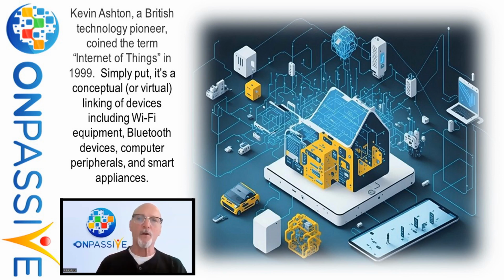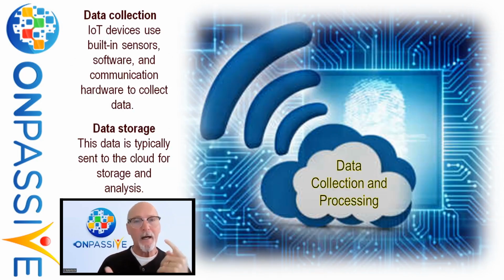Here's how IoT works, and it's all about the data. Data collection, which is IoT devices using built-in sensors, software, and communication hardware to collect a bunch of data, right? And this data can include metrics on how the devices are being used and what their performances are. There's also data storage. Typically, that's sent to the cloud for storage and analysis.